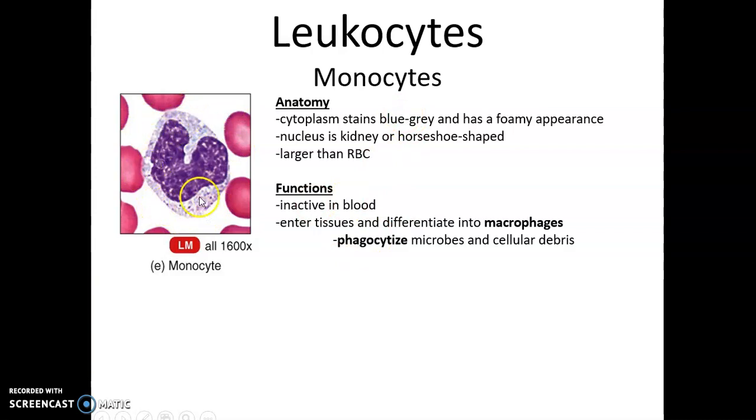Monocytes have a sort of blue-grayish cytoplasm. Their nucleus is shaped kind of like a kidney or a horseshoe, but it is one big structure, and they are larger than a red blood cell. Monocytes are inactive in blood. However, when they leave the bloodstream and enter the tissues, they differentiate into macrophages. And then the macrophages will engage in phagocytosis. They will engulf microbes and cellular debris. So similar function as neutrophils. However, the monocytes must leave the bloodstream, become macrophages, and then the macrophages engage in phagocytosis.